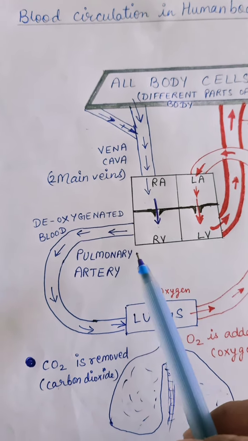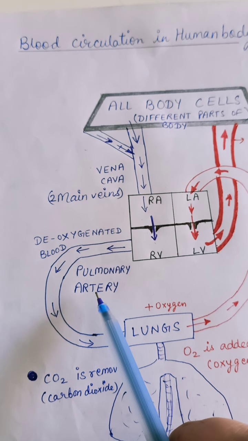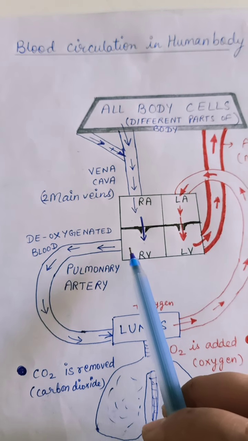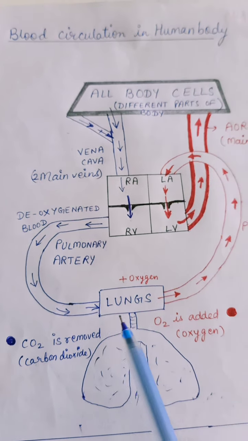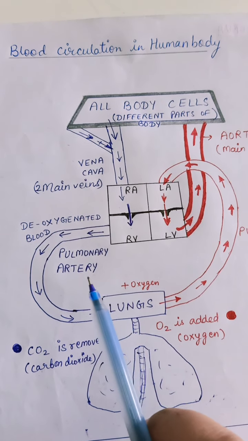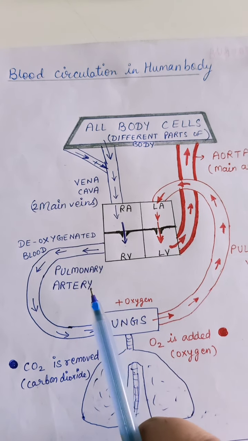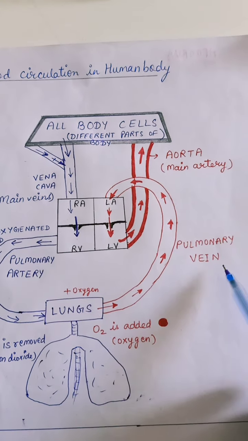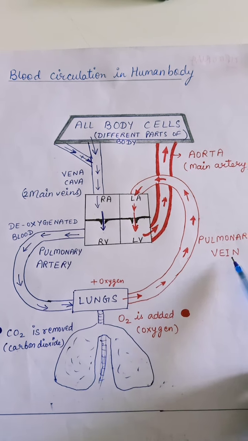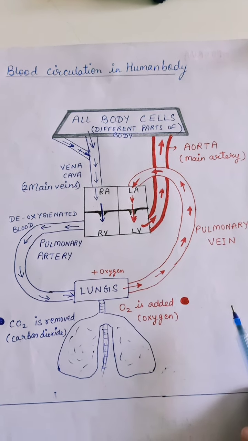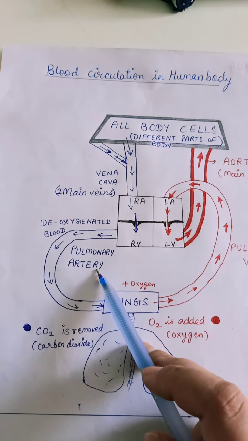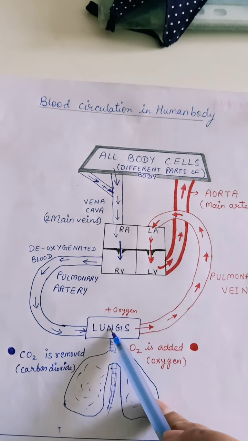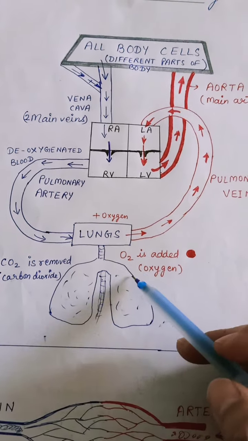Now there is an artery called the pulmonary artery which carries deoxygenated blood from the right ventricle and then takes it to the lungs. Now we have studied that artery carries only oxygenated blood and veins carry deoxygenated blood. But only these two, pulmonary artery and pulmonary vein, are an exception. They carry just the opposite kind of blood. Okay, so pulmonary artery will carry deoxygenated blood from the heart to the lungs. Okay? Then what happens in the lung?